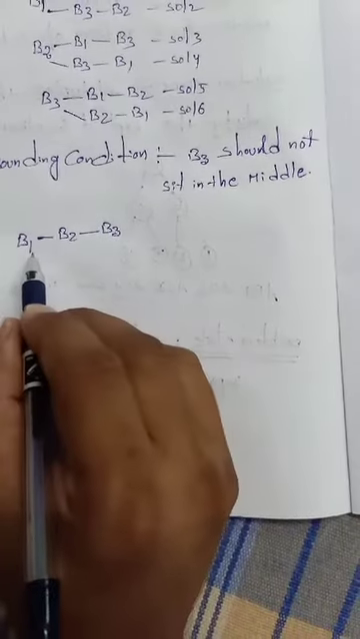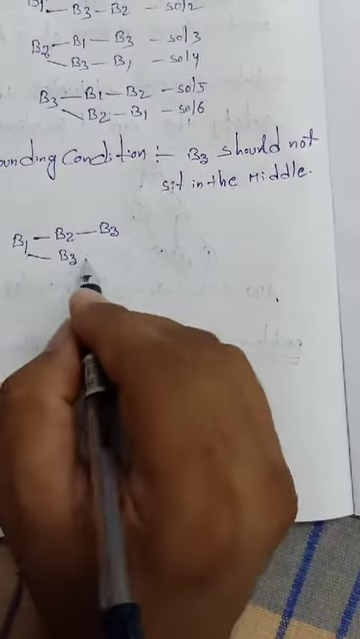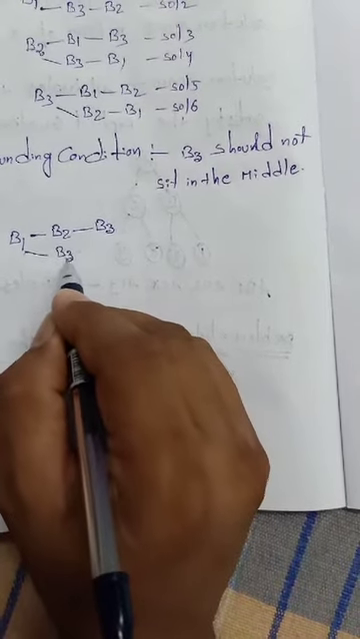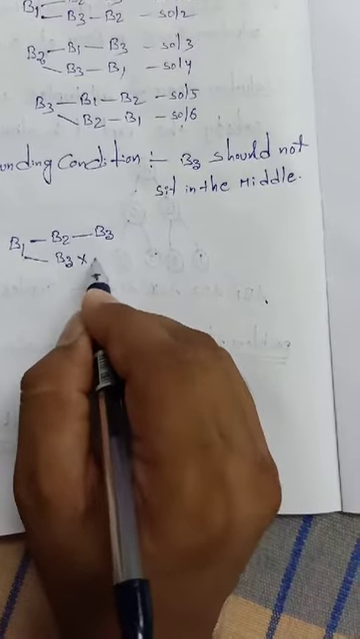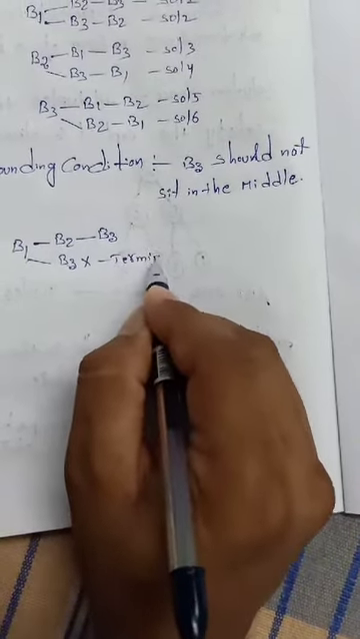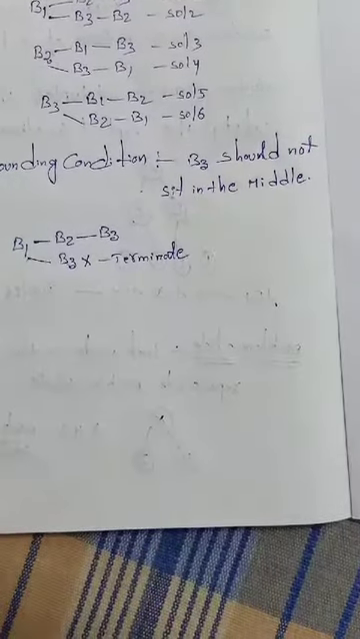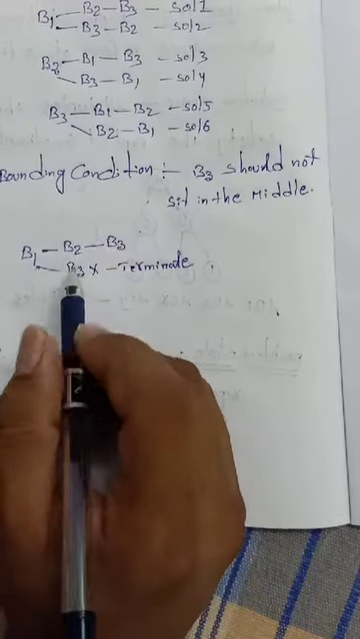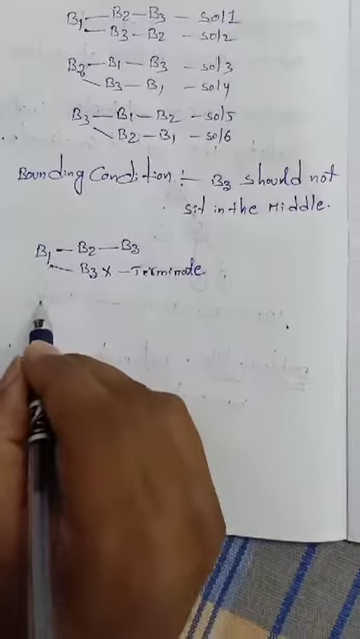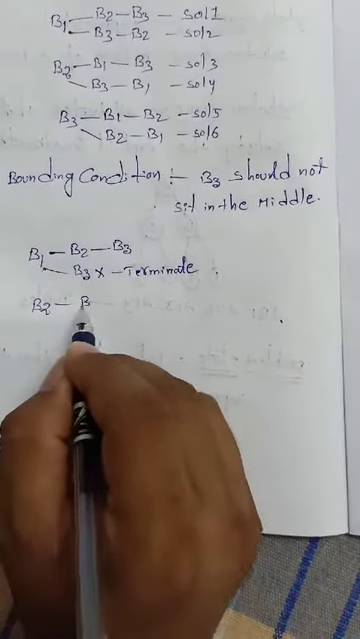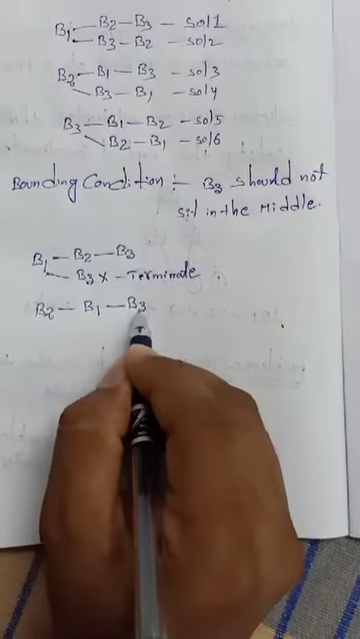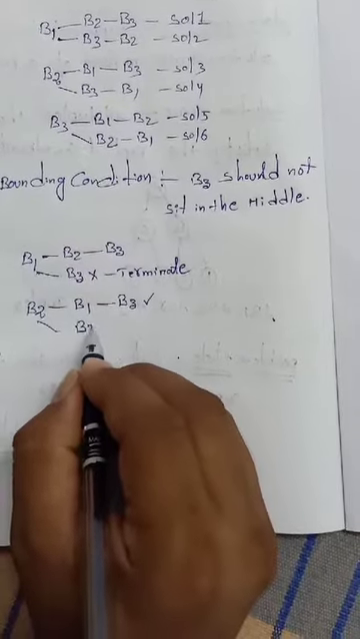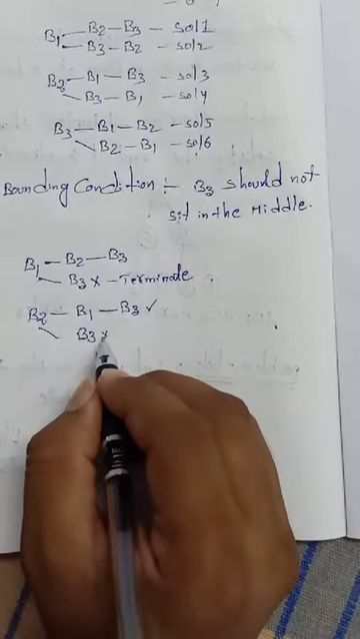Next, B3. So we cannot go beyond this one. It is violating the bounding condition. So we terminate this node, because this is not a solution. Right. Next one, B2, B1, B3, right? Next, B3 in the middle is also violating the bounding condition. So we terminate it.